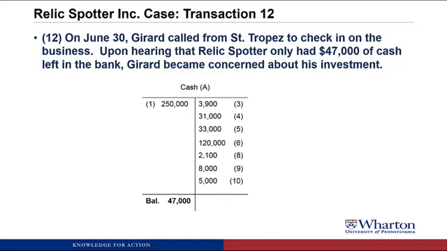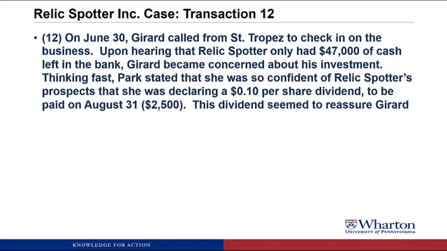Okay, back to the rest of the transaction. Thinking fast, Park stated she was so confident of Relic Spotter's prospects that she was declaring a 10-cent per share dividend to be paid on August 31st. So that's $25,000. This dividend seemed to reassure Gerard.